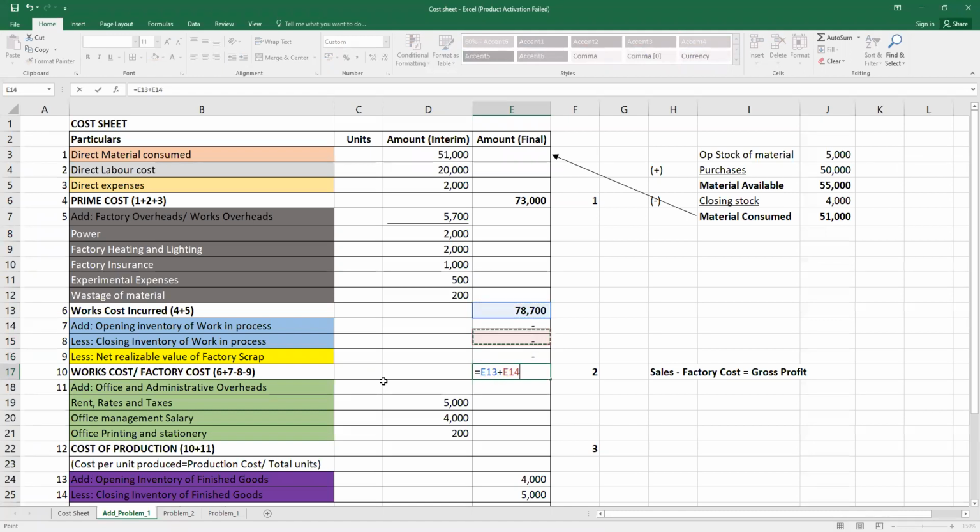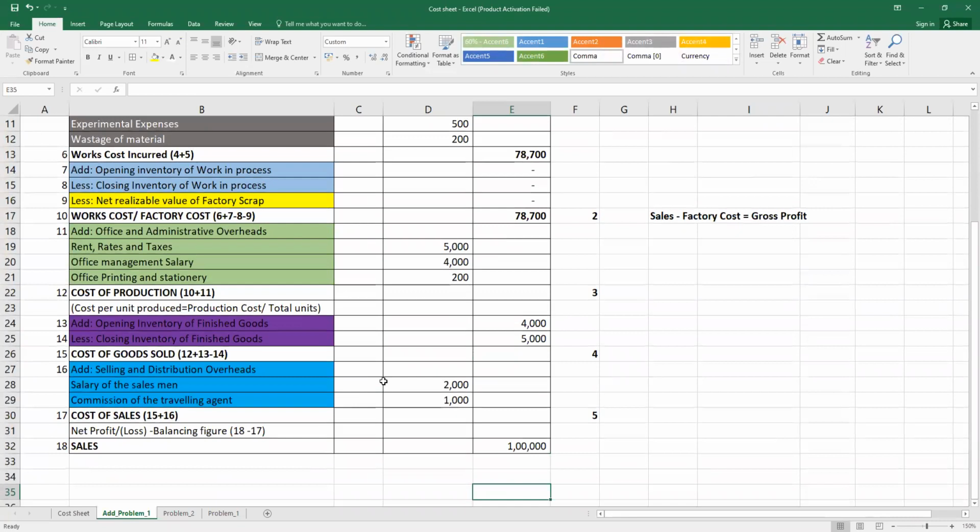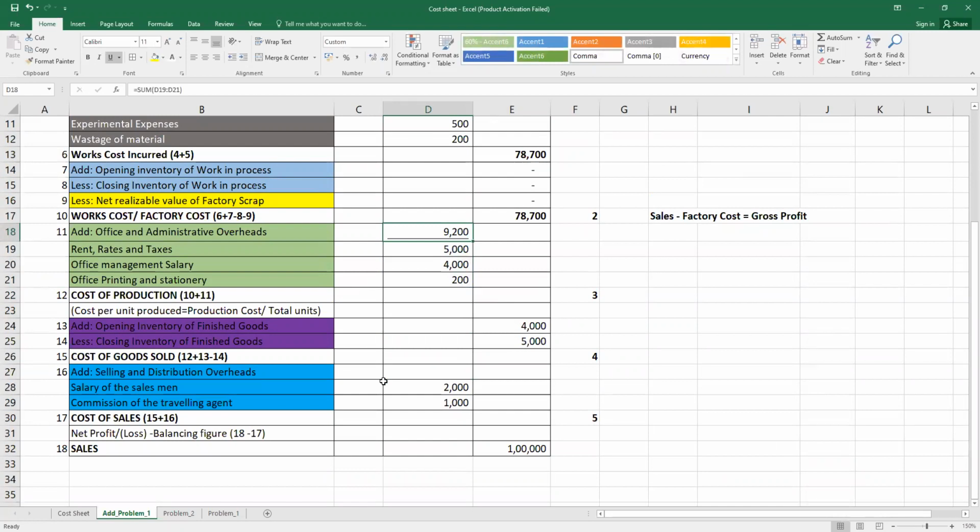Calculate final works cost, 78,700. Same way, take the total of administrative overheads. It's 9,200, right? And finally, calculate cost of production. And how much it is? 78,700 plus 9,200 comes to 87,900.